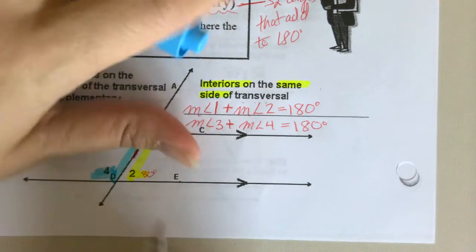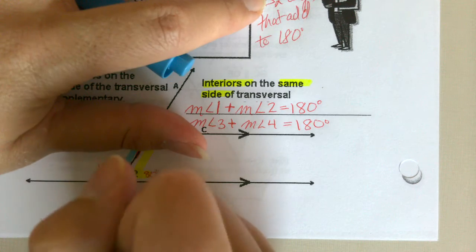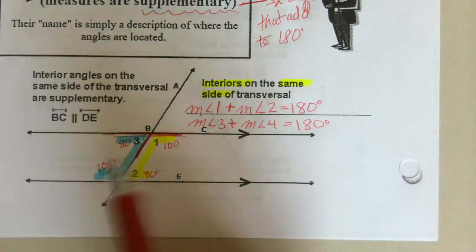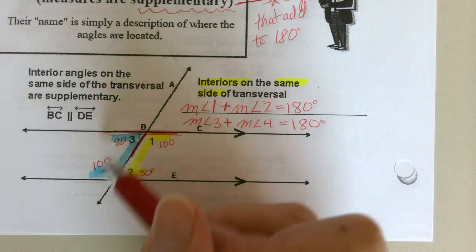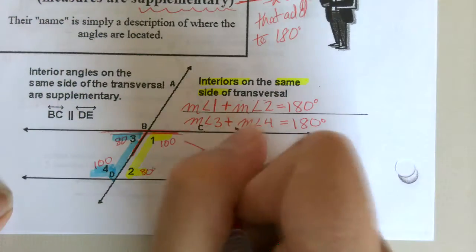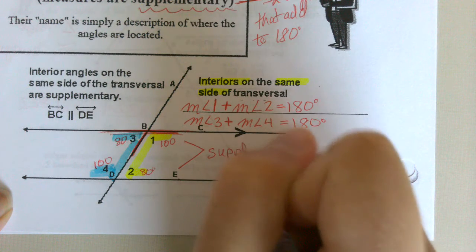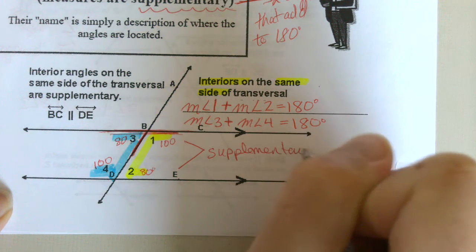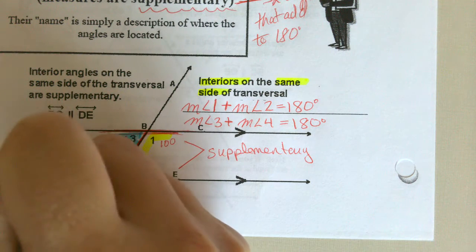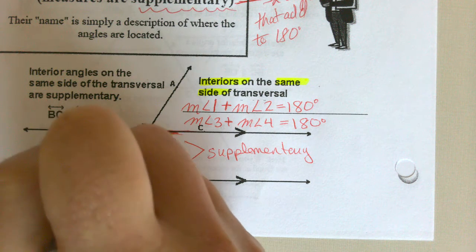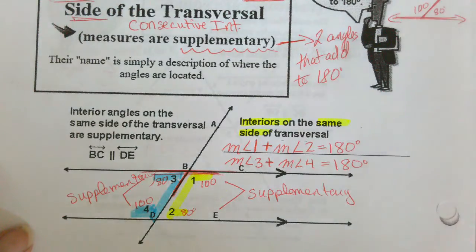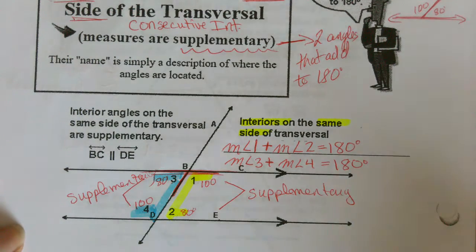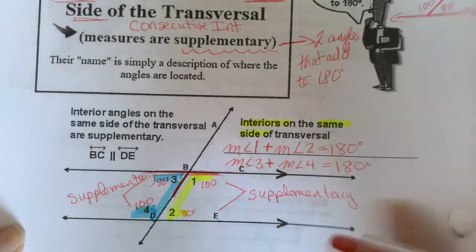If this angle, here's my line, if this is 80, wouldn't this be the leftover 100? And since these are congruent and these are congruent, alternate interior, these two also add up to 180. So these are considered supplementary. Now that's not the name of them, but the relationship is supplementary. The name of them is same side interior, or consecutive interior. And I'll take either name. Okay, good.